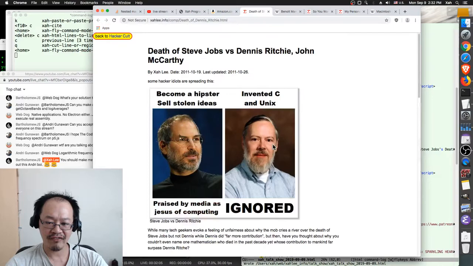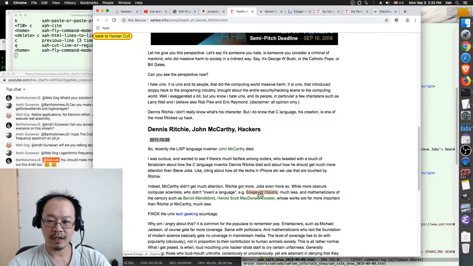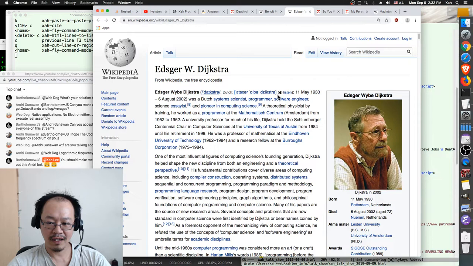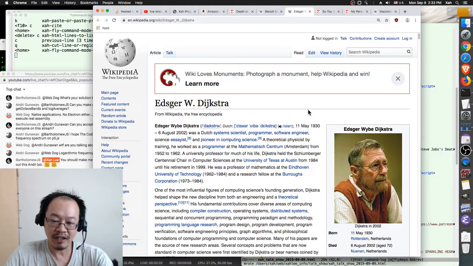Okay, who else? John McCarthy, Benoit Mandelbrot, Dijkstra. This guy is a computer scientist, more of a theoretical computer scientist. He died in 2002. Nobody knows. The fucking Unix philosophy fuckheads, they don't know about this guy. Who else? Let me show examples.